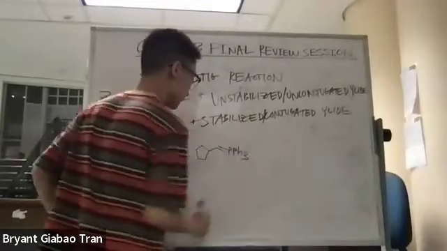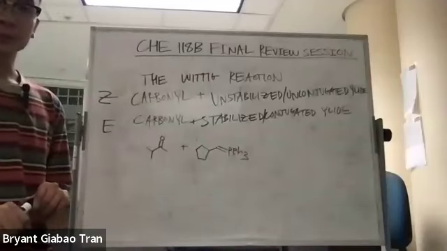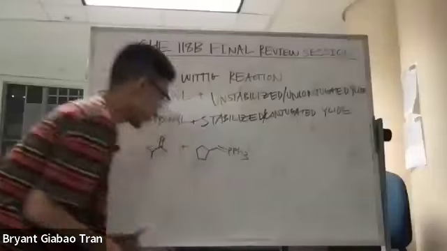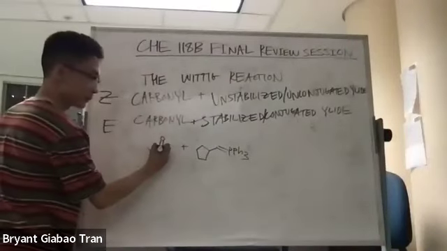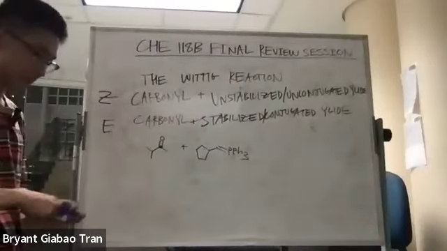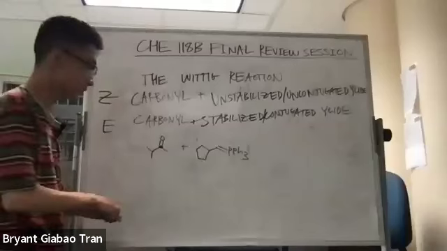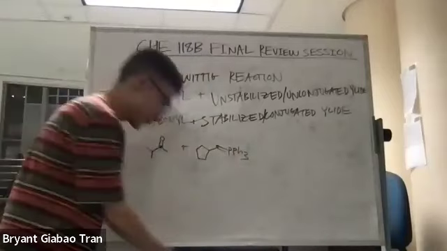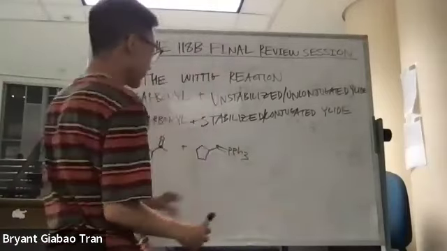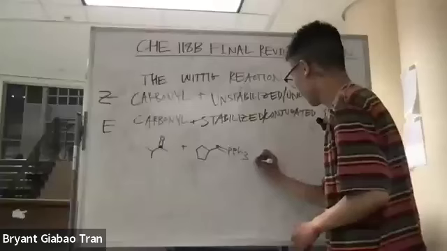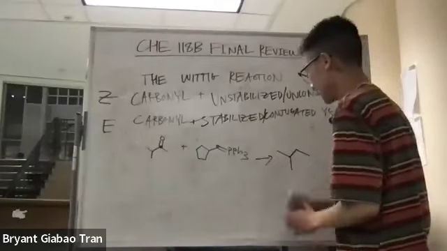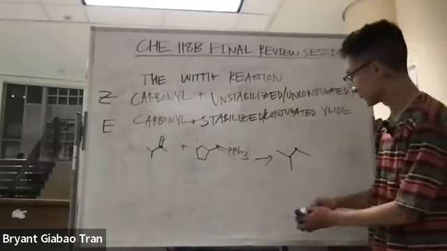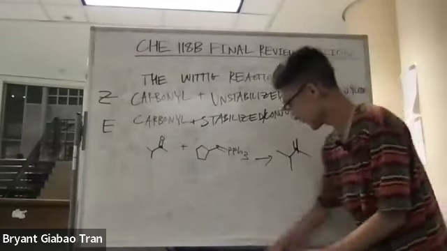ylid right here, right? To predict the product quickly without doing the whole mechanism, you first identify your carbonyl carbon, which is this carbonyl carbon right here. And then you identify your ylid carbon, which is this carbon right here. And then there's always going to be a double bond between the carbonyl carbon and the ylid carbon. So let's draw that double bond out right here. Right. Let's say this is the blue carbon that I labeled. And this is the double bond between the blue and green carbon right here.